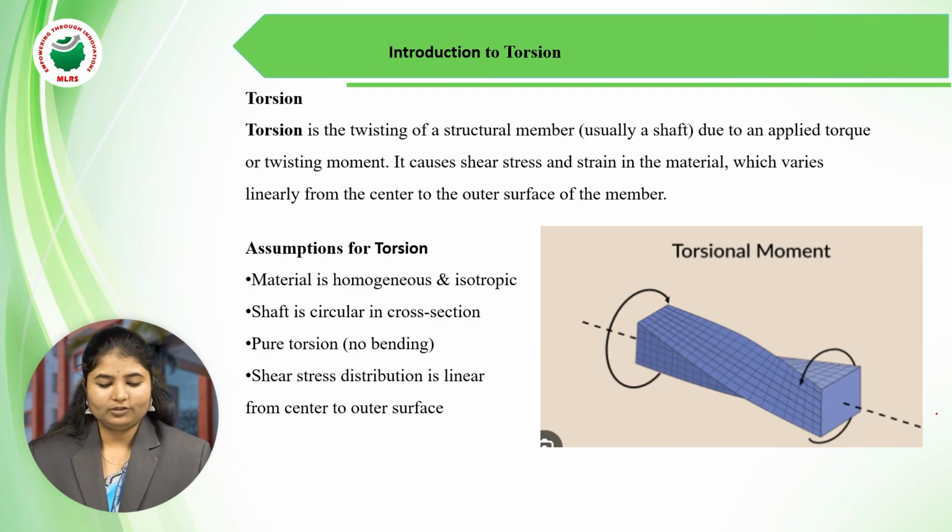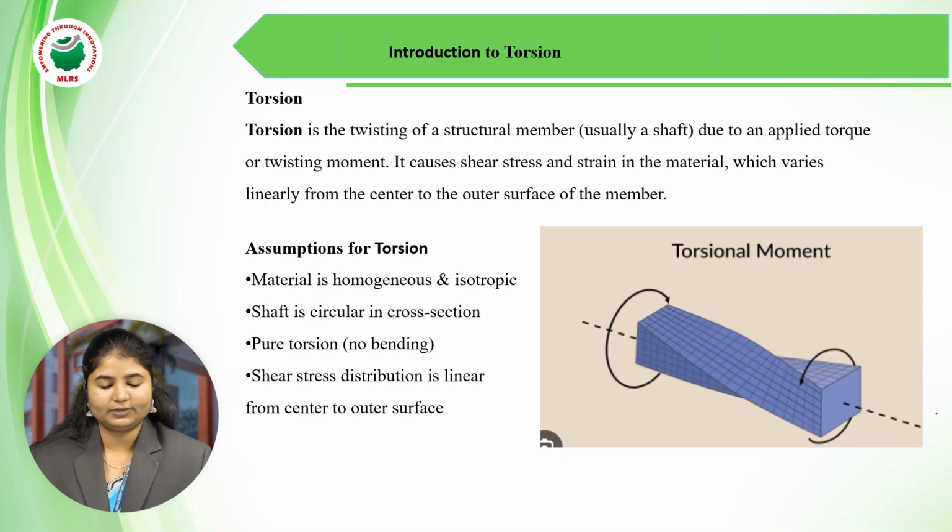Introduction to torsion. Torsion is the twisting of a structural member, which is usually a shaft, due to an applied torque or a twisting moment. It causes shear stresses and strain in the material, which vary linearly from the center to the outer surface of a member. For example, if you are using a wrench to tighten a nut on a bolt, and the wrench and the force are perpendicular to one another, the twisting moment is the force times the length L of the wrench, that is, torque is equal to force into perpendicular distance.